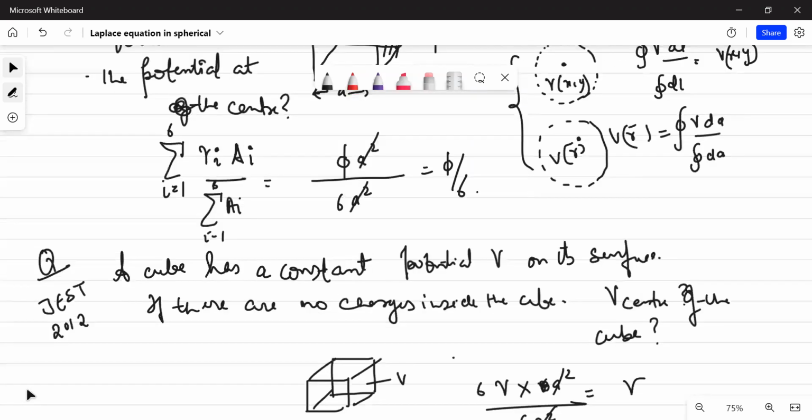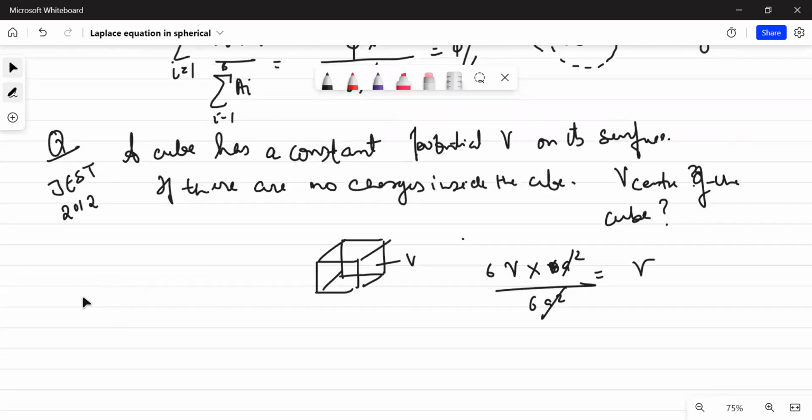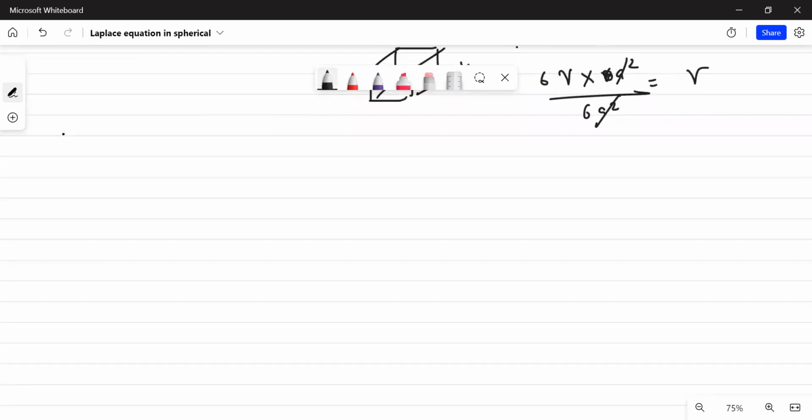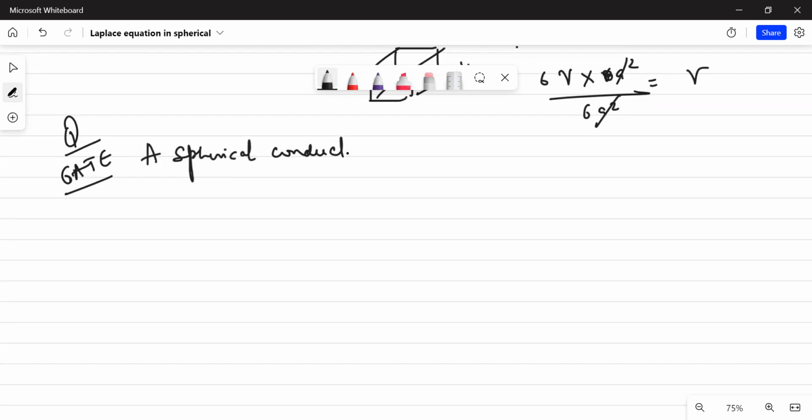So I'll do a question on charge density also. I'm just giving you a simple question. This was asked in the GATE examination. The question was that a spherical conductor is placed in an external electric field given by E naught k cap.